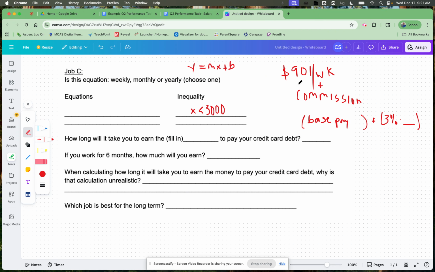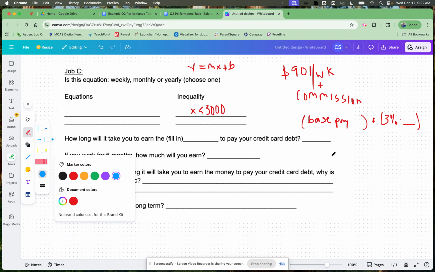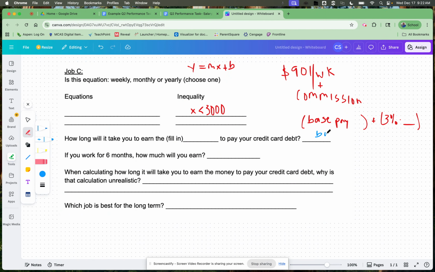For my second equation, I need to use this second commission. So my base pay is going to stay the same, but it's not 3% anymore. So my base pay is going to stay the same, plus now I'm going to have 4% of my commission. So try and think what do we put there when we don't know what the commission is going to be, and that's going to be your equation, and try and think what the inequality is going to be.